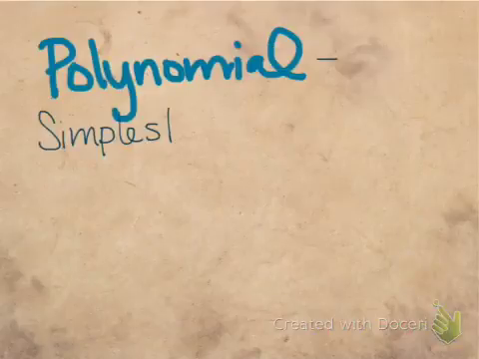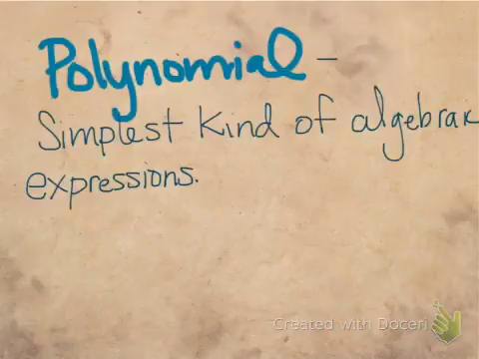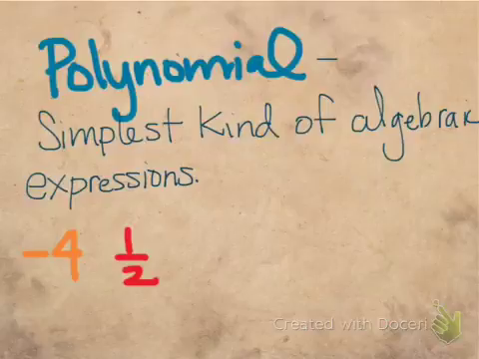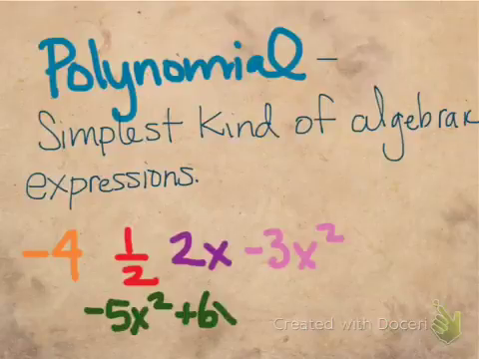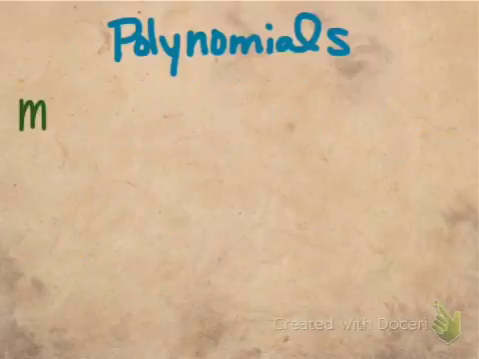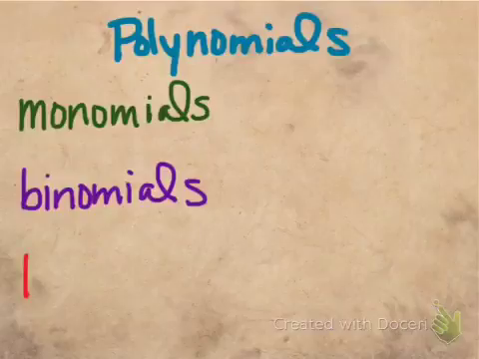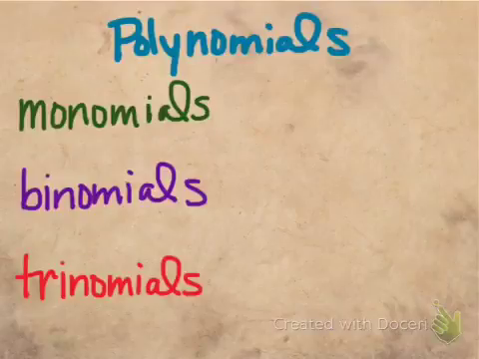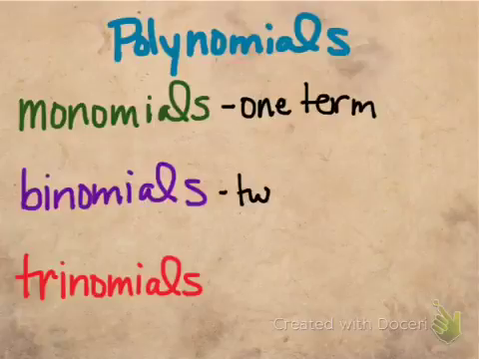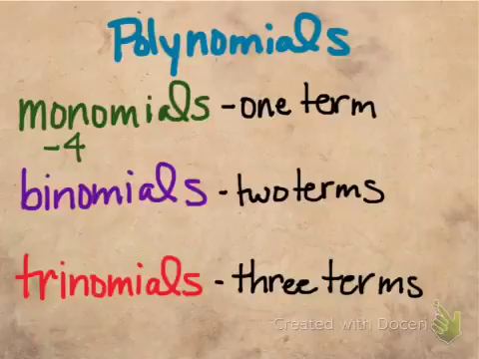Okay, so a polynomial is the simplest kind of algebraic expression. All of the examples below are considered polynomials. We'll talk about what exactly a polynomial is. Polynomials can be monomials, binomials, and trinomials. A monomial has one term, a binomial has two terms, and a trinomial has three terms.